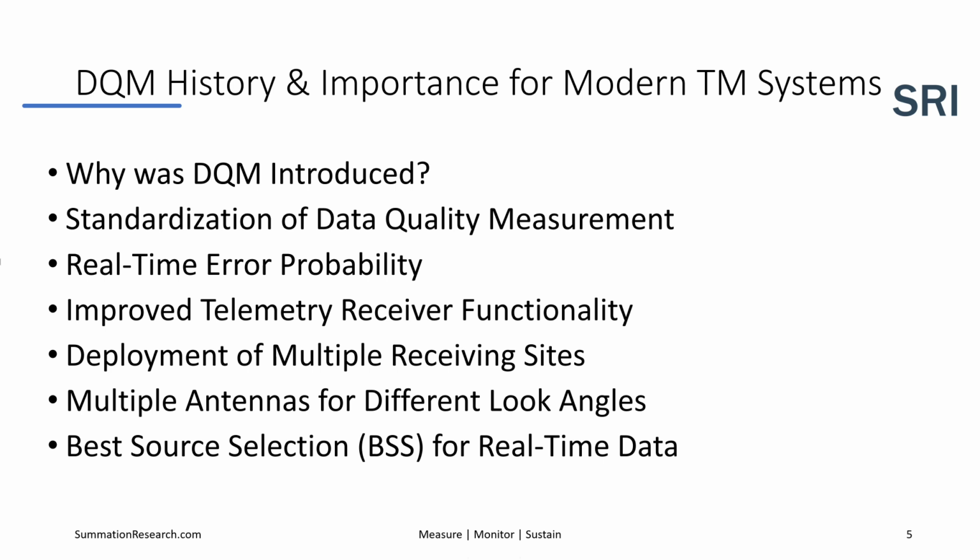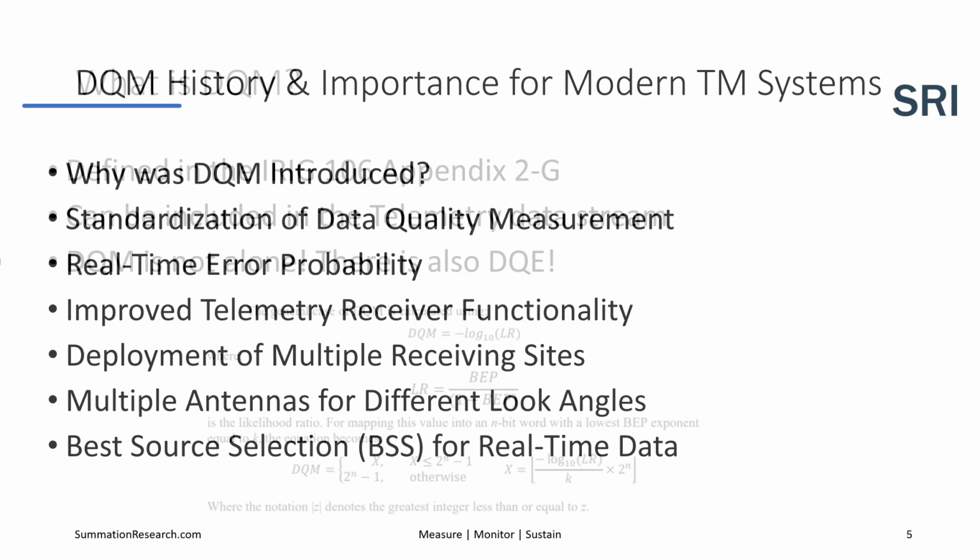In summary, DQM was implemented to standardize data quality measurement, provide real-time error probability assessment, enhance telemetry receiver functionality, and improve overall data quality control. These capabilities are essential for the effective operation of telemetry systems, especially those involving multiple receiving sites and antennas, to ensure comprehensive data coverage and reliability. Let's go to the next.